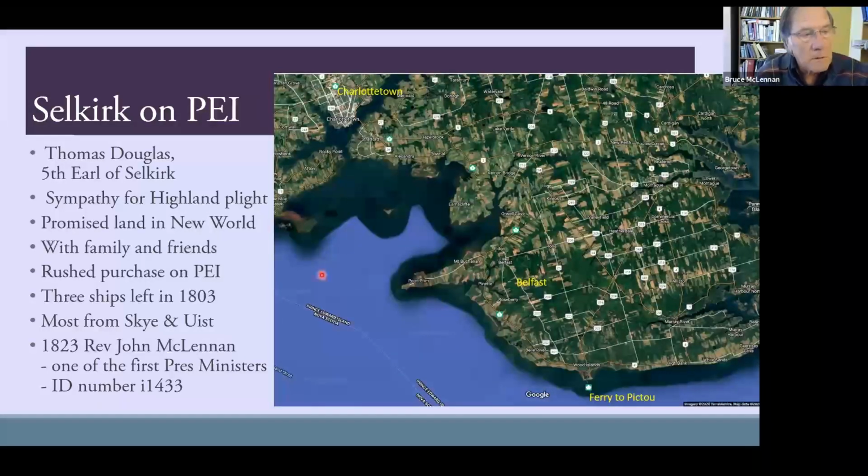So he rushed to buy this land because, as I said earlier, he'd promised to send them to the wonderful Red River settlement, Winnipeg. But in fact, he had to go and buy this to satisfy their need. And three ships left in 1803, mostly from Skye and Uist. The Reverend John MacLennan went there as one of the first Presbyterian ministers in Canada, number 1433 to you in the database.